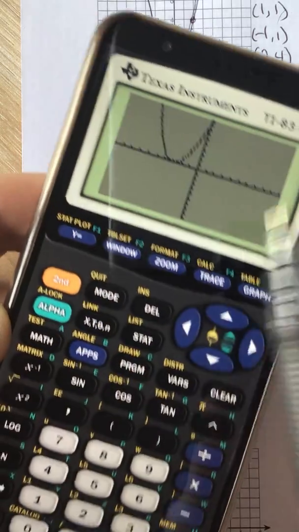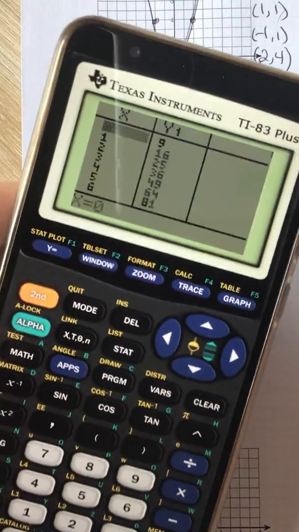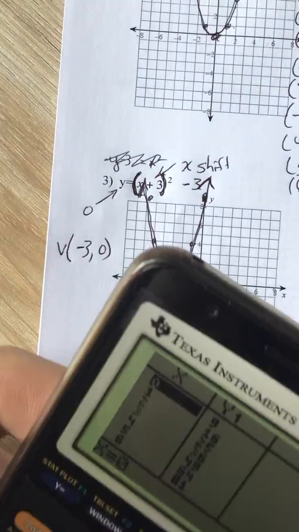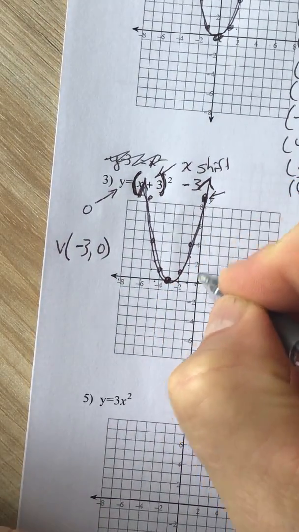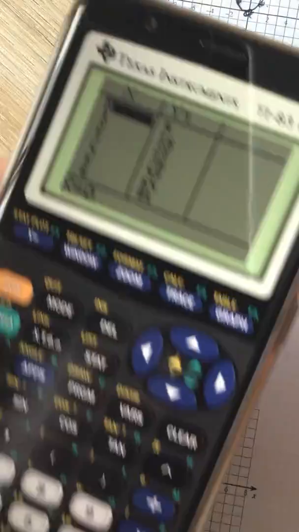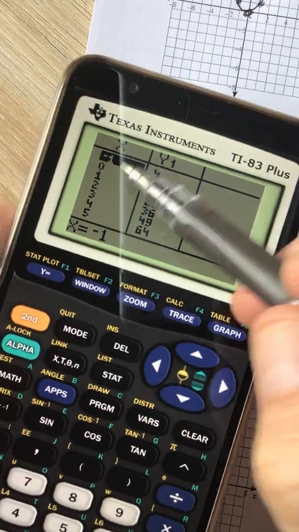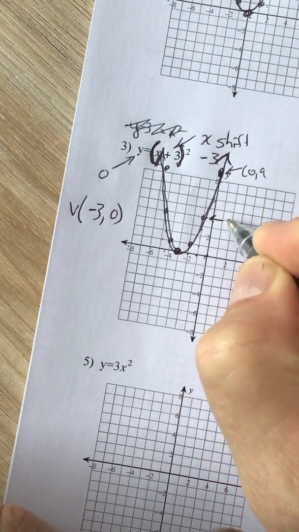If I check the table, if I hit that yellow table right there, I can see the points. So now that point right there is over 0, up 9, which is what that's representing. If I go left 1, that point right there, as we can see, is -1, 4.